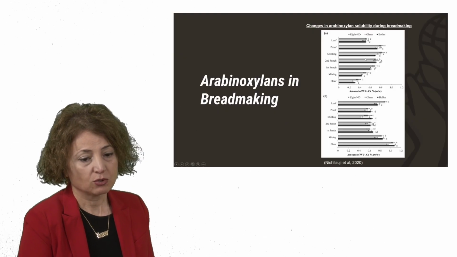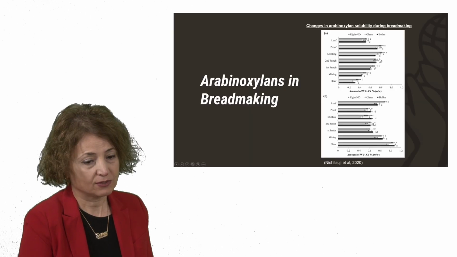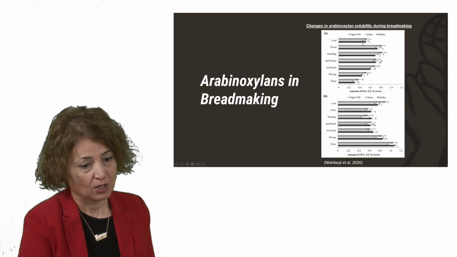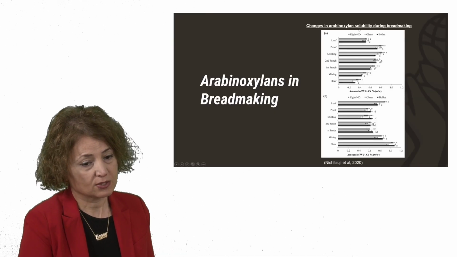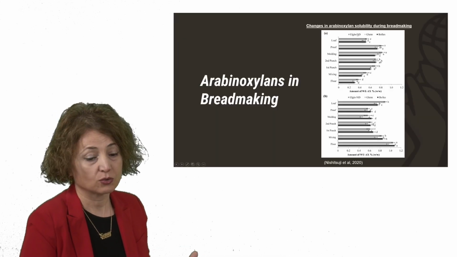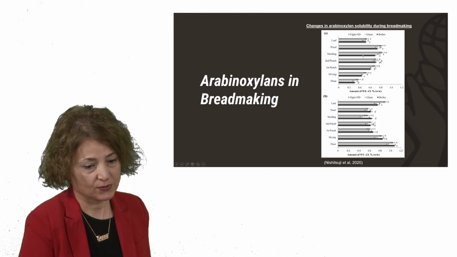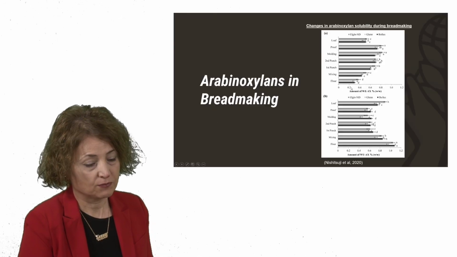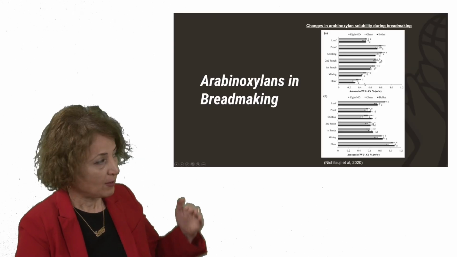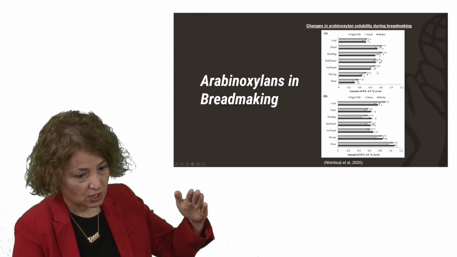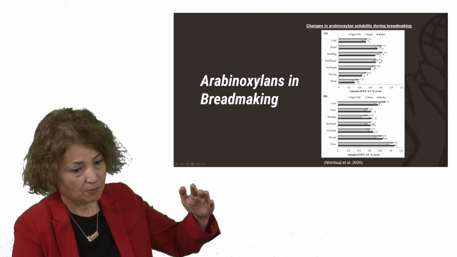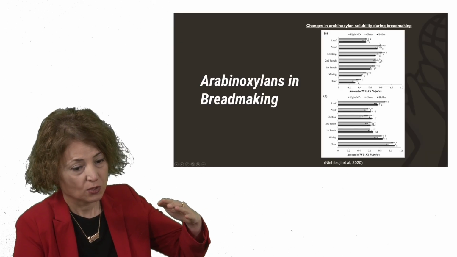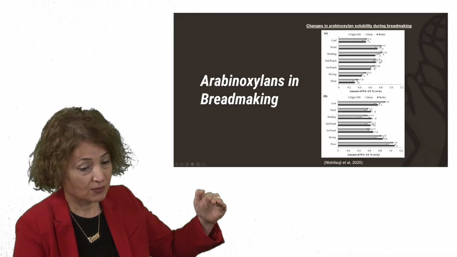And here, again, we had three different varieties, and each bar with a different color shows a different wheat variety. We were checking the changes in arabinoxylan solubility during the bread making process. In the flour, the amounts are lower, between 0.2 and 0.3%. But as we move into the fermentation process, after mixing and the punching and the molding, and it progresses further, we see that soluble arabinoxylans are increasing.